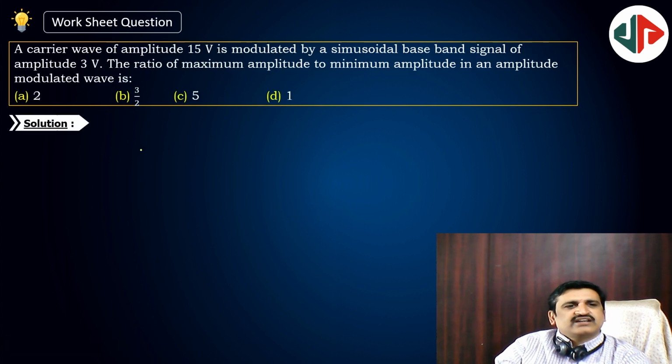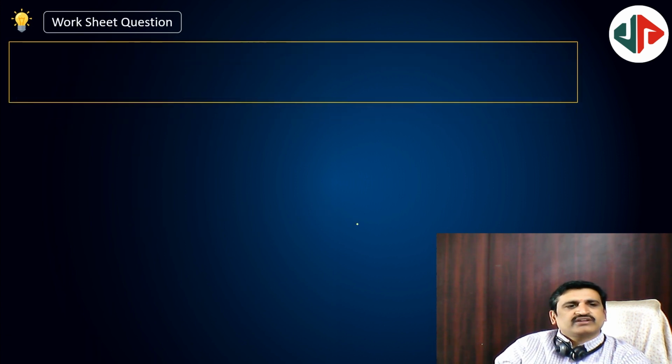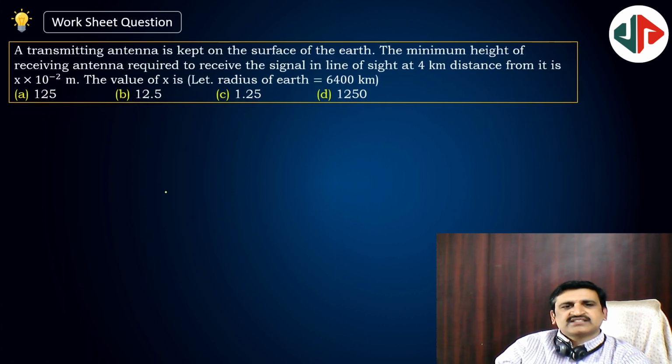You can simplify. Carrier wave amplitude AC is equal to 15, modulated by a sinusoidal wave of amplitude AM equal to 3. The ratio of maximum amplitude to minimum amplitude is AC plus AM by AC minus AM, which is 18 by 12. The 6 table will go 3 times and 2 times, so 3 by 2.